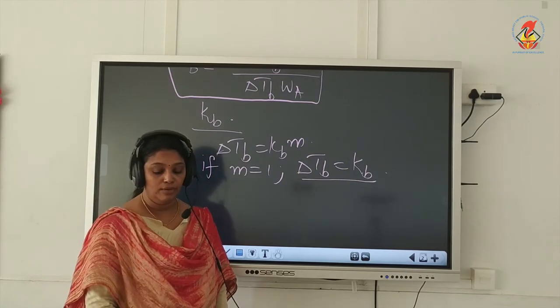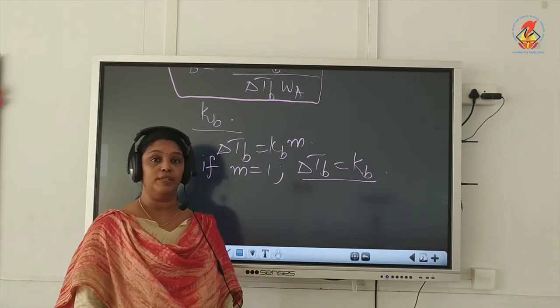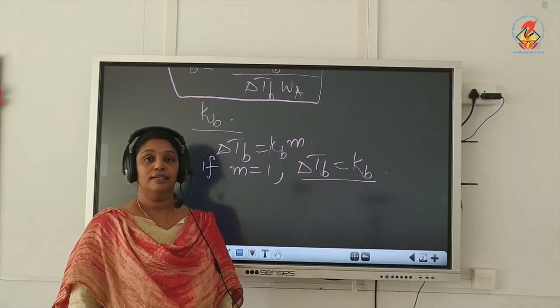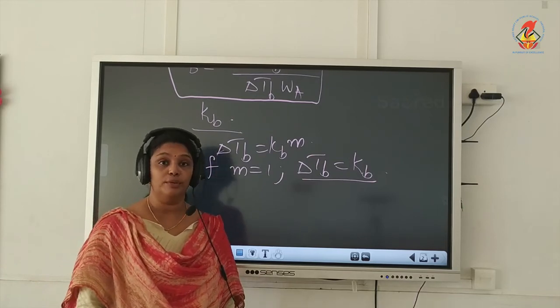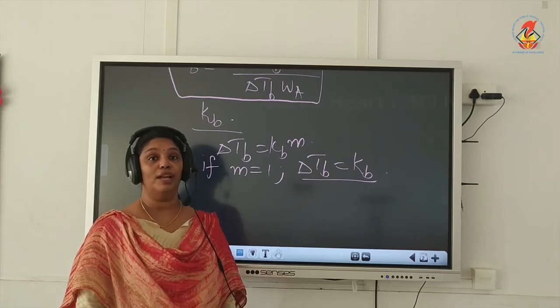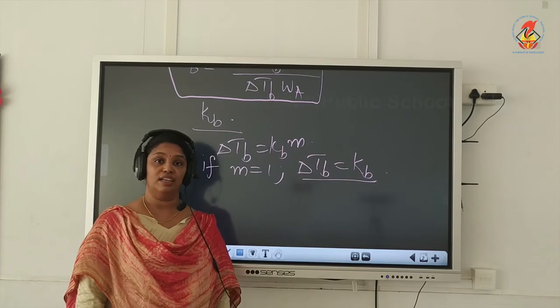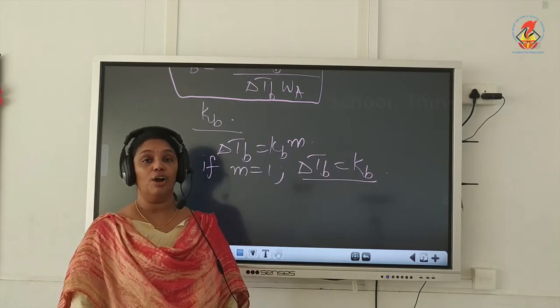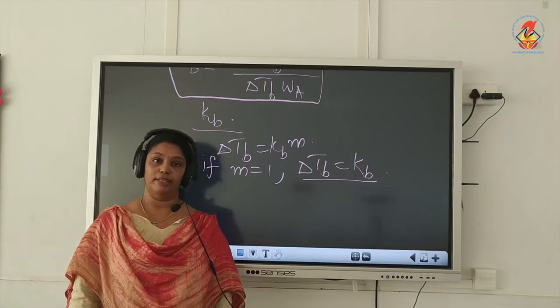Okay. Now, this elevation in boiling point can be considered as a colligative property. Why? Because this elevation in boiling point depends upon the number of solute particles, and in this case it depends upon the concentration term molality, that is the number of solute particles dissolved in 1000 gram of solvent. So we can call this elevation in boiling point a colligative property.